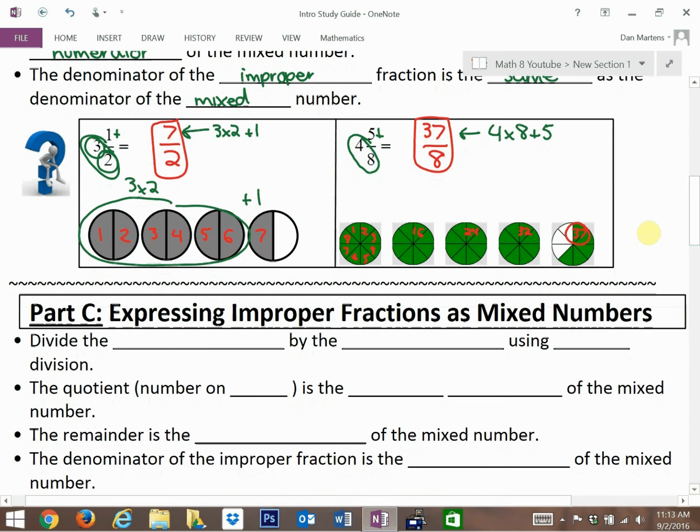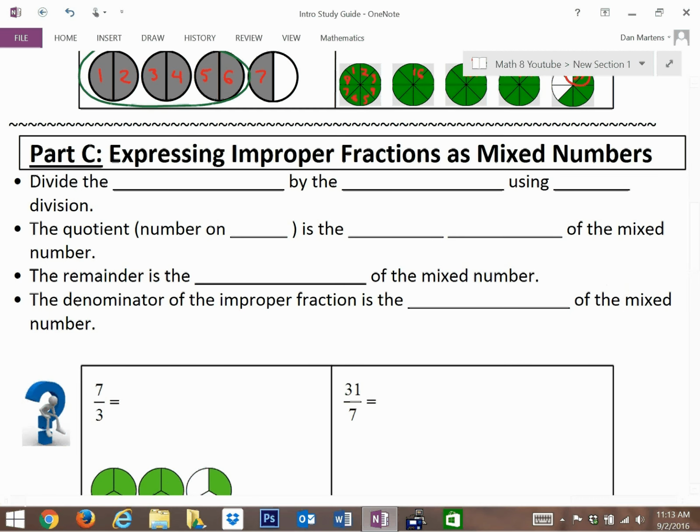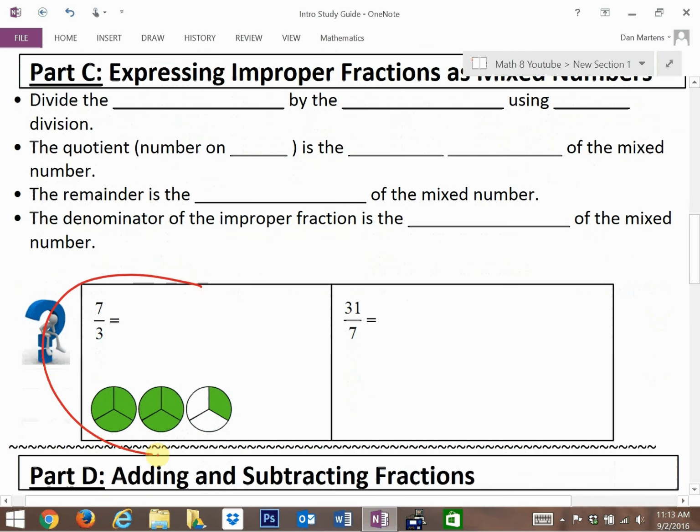Okay, the last part of this lesson is to do the reverse. It's expressing improper fractions as mixed numbers. So what you'll notice here in this example, and then the next part of the lesson will be saved for a second YouTube lesson, because this one's quite long and you might want to pause it and work ahead. Some of you may know the answer to this next one.